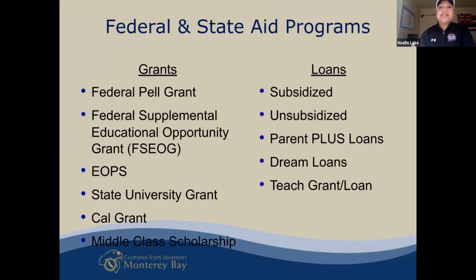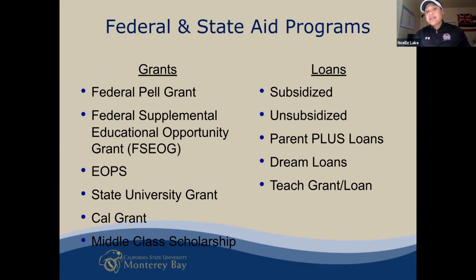So here, the federal and state aid programs, we have grants and loans. So keep in mind, grants is free money, loans you got to pay back. So with the grants, we offer the federal Pell Grant, the FSEOG, the Federal Supplemental Educational Opportunity Grant, EOP, State University Grant, Cal Grant, and then Middle Class Scholarship.